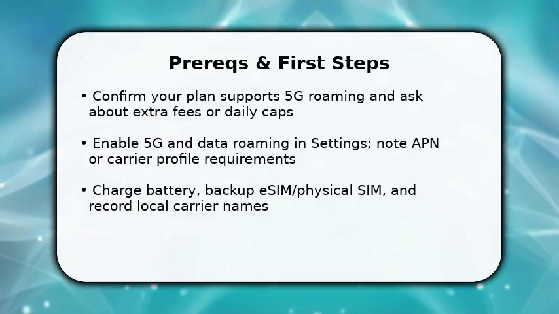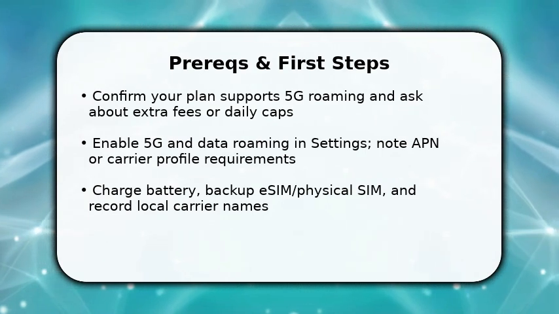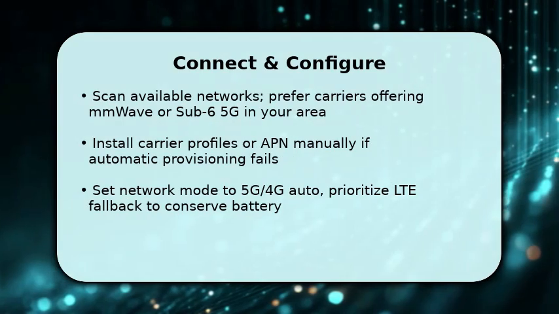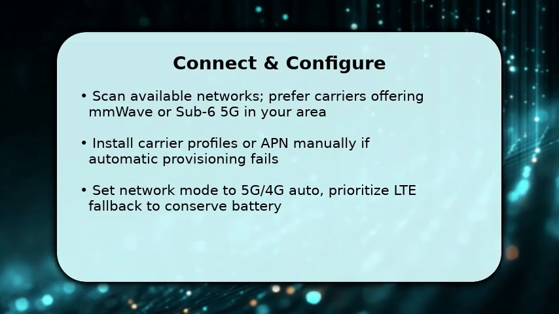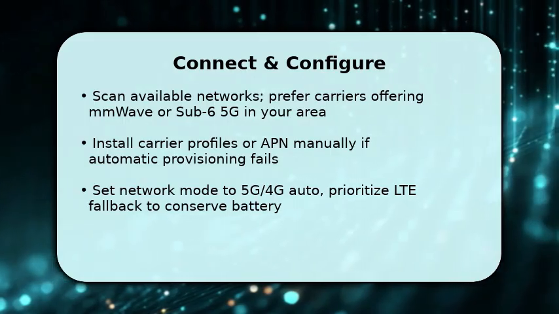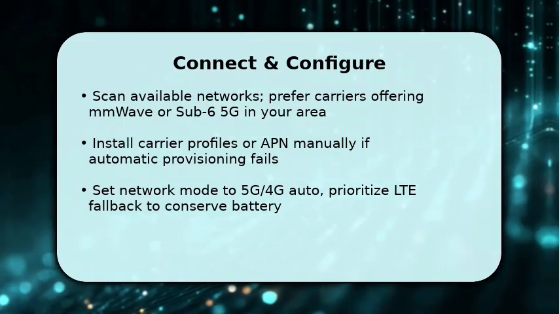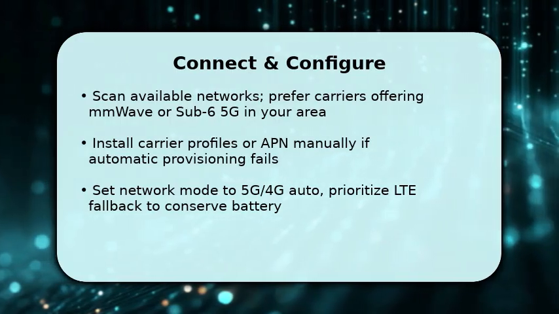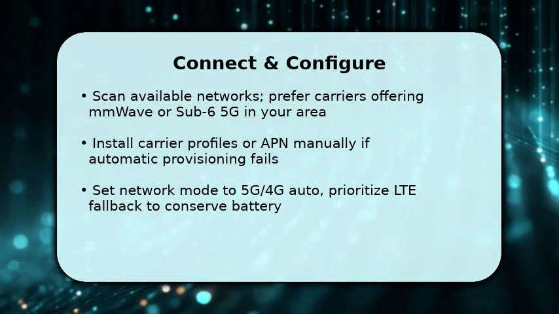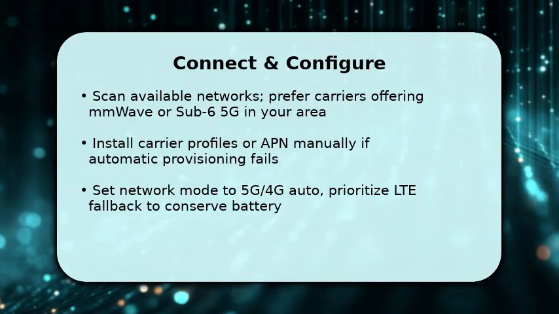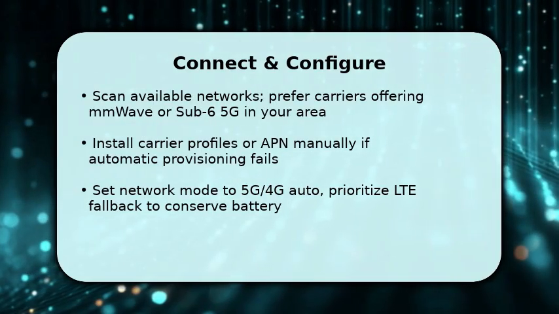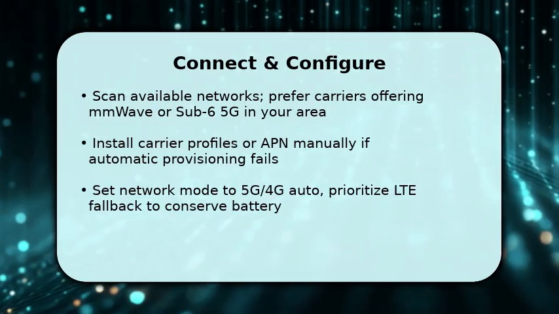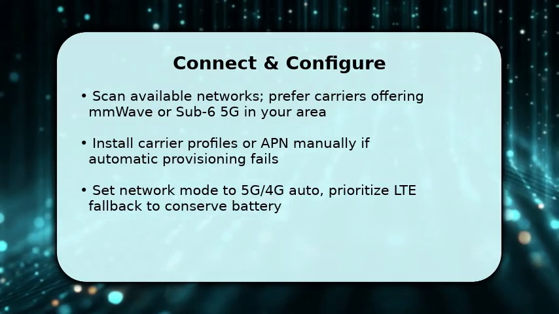Once done, you'll be ready to move into connecting to local networks. Now connect. Scan networks and select a trusted local carrier that advertises 5G coverage, mmWave or sub-6 matter depending on urban versus wide area needs. If automatic provisioning doesn't occur, manually install the carrier profile or enter the APN settings your operator provided. This ensures data and MMS work.